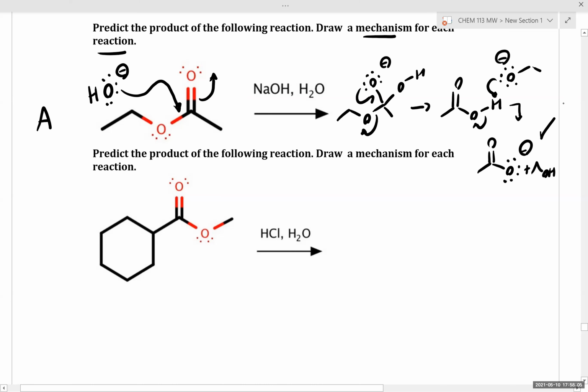It's nice to see that students noted this deprotonation step in their mechanism, as this really important step helps drive the reaction towards the products and ensure that this equilibrium favors the hydrolysis product. Any questions on this first reaction and this first mechanism?